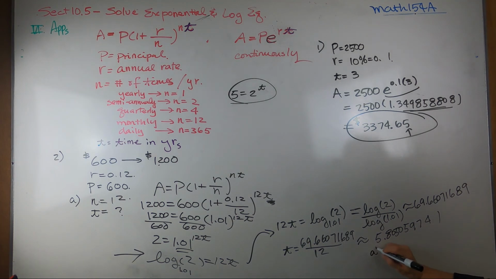Did they tell us where to round? They didn't say anything. Okay, so you give me close enough. That's good enough. That's how you solve it.